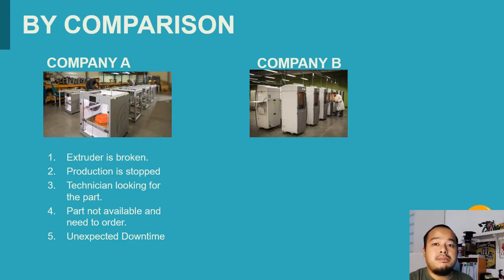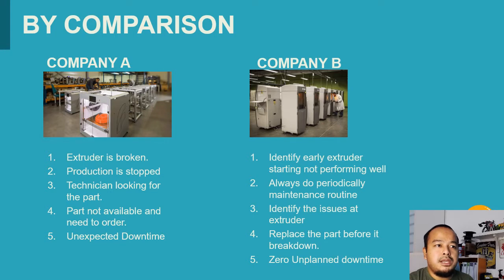Okay, let's see how about company B. In company B, they identified early that the extruder was starting to not perform well, producing inconsistent filament, so the quality was not up to the level. The technician already identified this early. Company B always does a predictive maintenance routine, which means maybe once a week a minor maintenance, and once a month a major maintenance to check all the parts and replace all the necessary wear and tear parts.